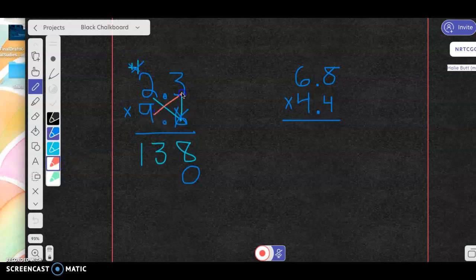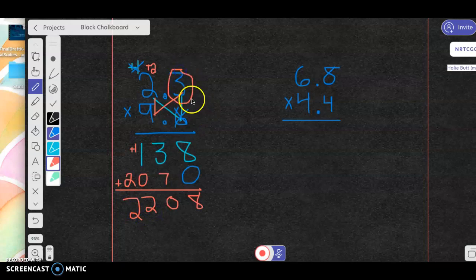Now I have 9 times 3 is 27. 7 goes down. Plus 2. 9 times 2 is 18, 19, 20. And then I'm going to add it all up. 8, 10, 2, and 2. Now I have one number behind there and another one.